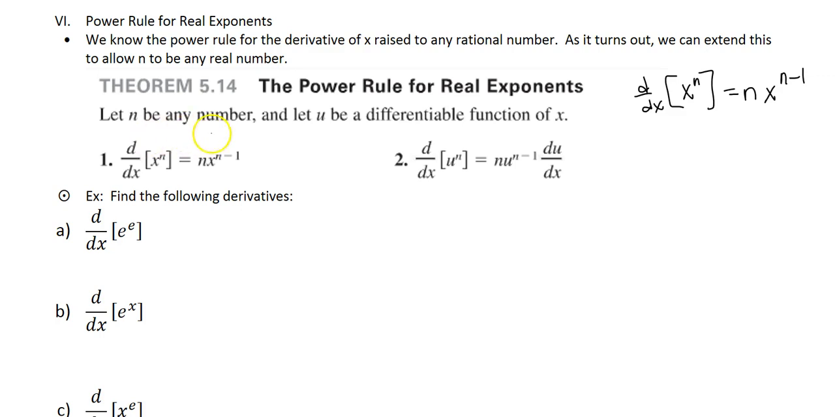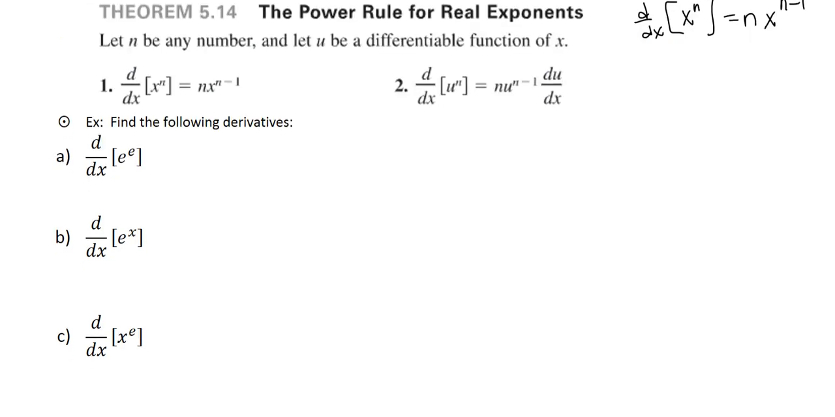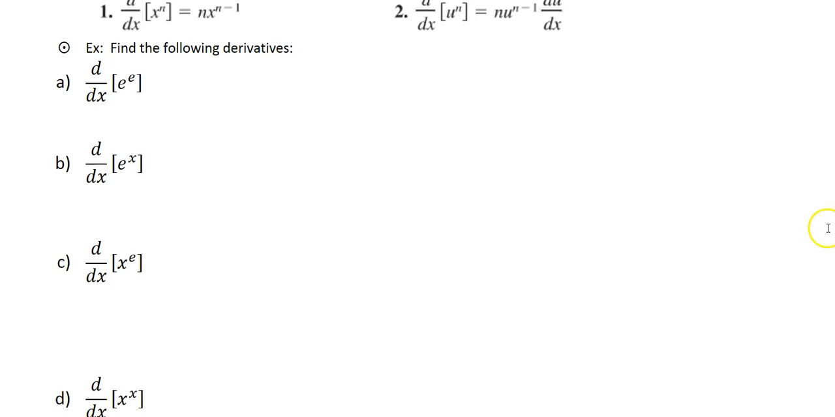So if you let n be any number and let u be a differentiable function of x, the derivative with respect to x of x to the n is n times x to the n minus 1. And the derivative of u to the n is n times u to the n minus 1 times u prime. Some of these can look kind of nasty, but I want to show you four very similar looking derivatives that have four very different approaches.